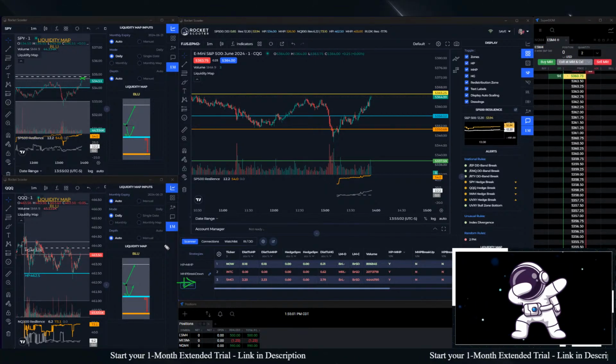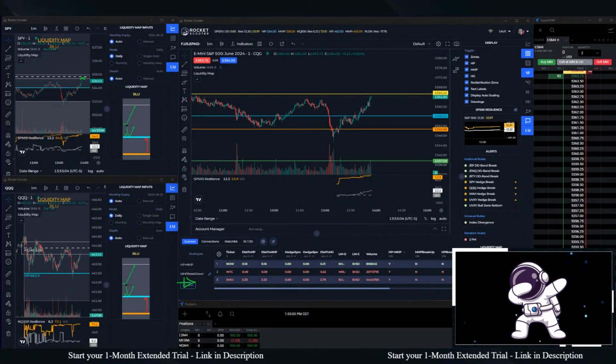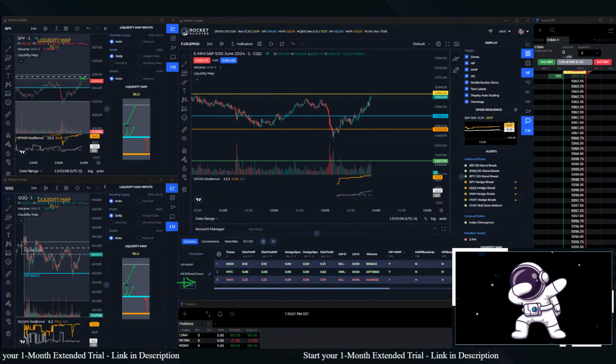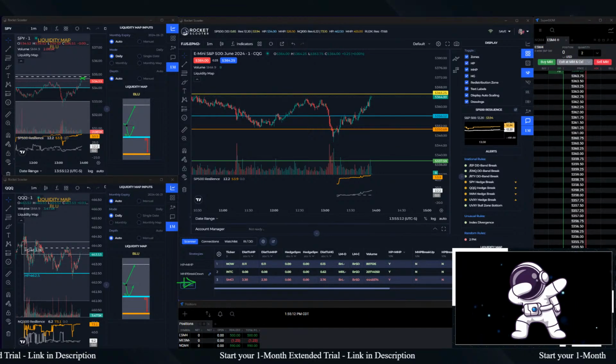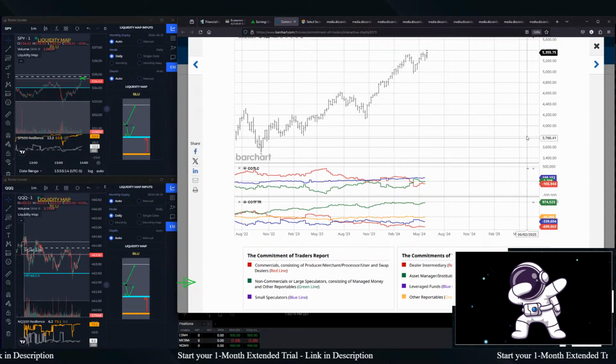Let's see how that works. Okay. That's it. That's a gimme setup right there. So I closed early, but that's it. I would not trade any further than here if I was trading this right now. Anybody take any scalps today?